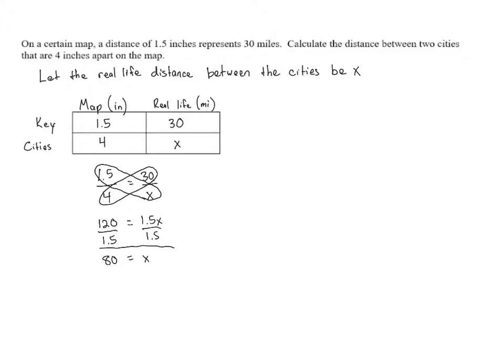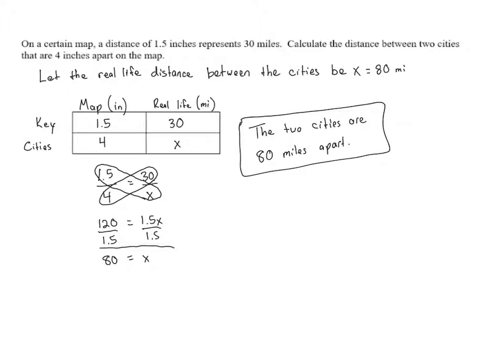We can go back up to the let statement now. We said, let the real life distance between the cities be x. We've seen that that's 80, and the real-life distances are measured in miles. So when they tell us to calculate the distance between two cities that are 4 inches apart on the map, we can say the two cities are 80 miles apart. And that's our final answer.